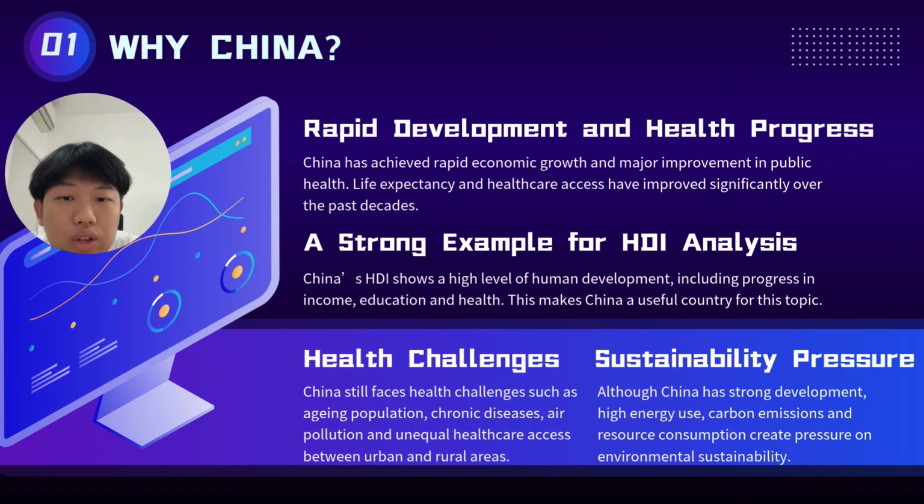First, why do we choose China? China is a very suitable country for this topic because it has achieved rapid economic growth and strong improvement in public health. Over the past decades, China's living conditions, healthcare access, and life expectancy have improved significantly. China is also a strong example for HDI analysis. Its HDI shows a relatively high level of human development, including improvement in income, education, and health.